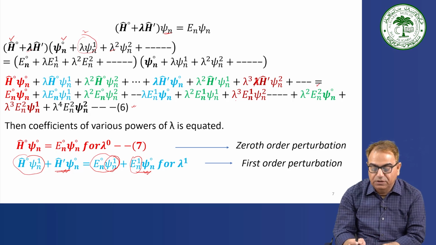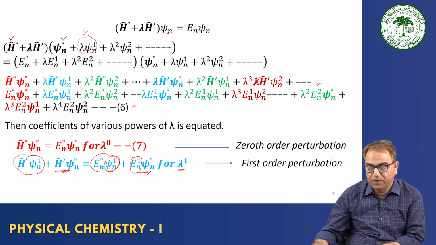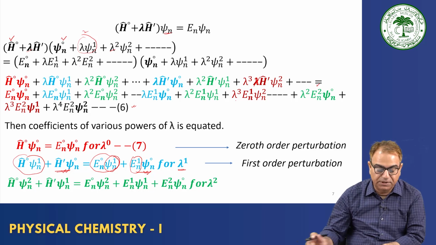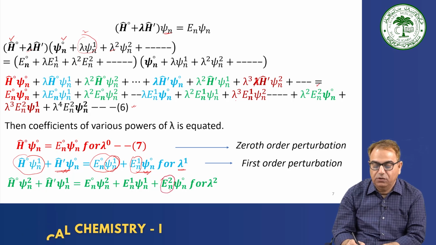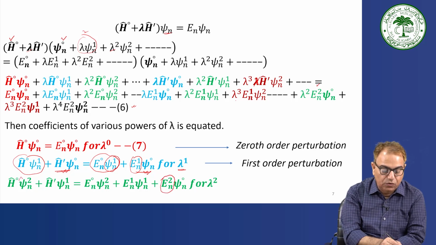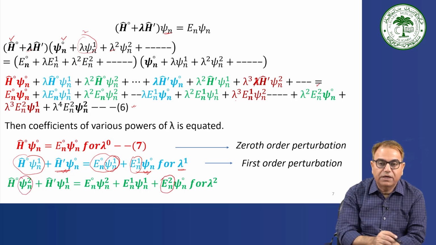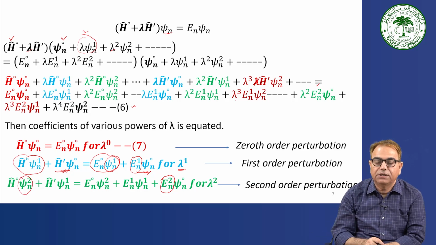So if you count the coefficients of lambda raised to the power 1, it is first order perturbation. If you count lambda raised to the power 2, then it is a second order perturbation, and you see here what you get. Now you get this one, En2. En2 is the second order correction to the energy. And you have psi n2. This is the second order correction to the wave functions. So this we say is the second order perturbation.